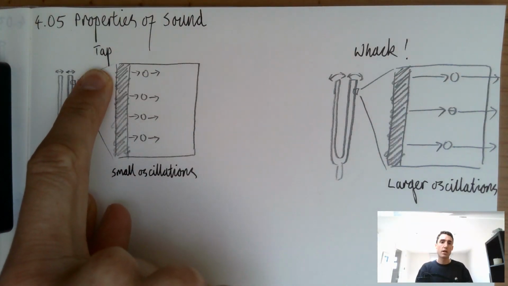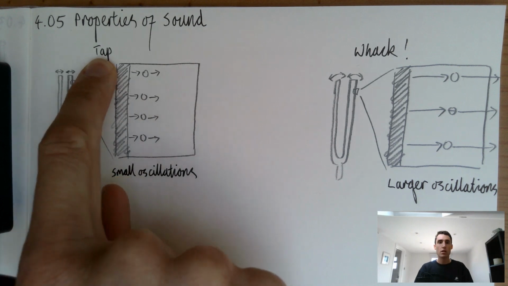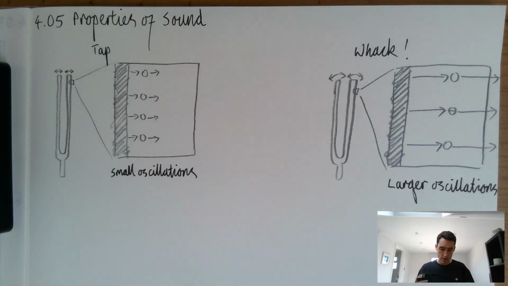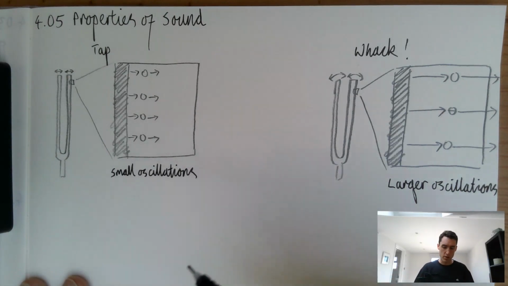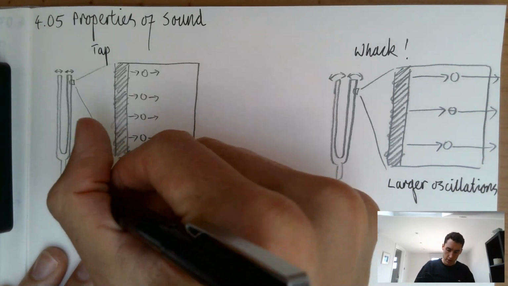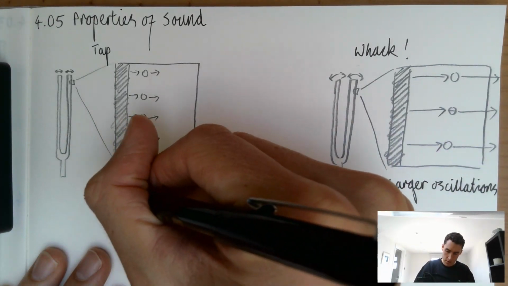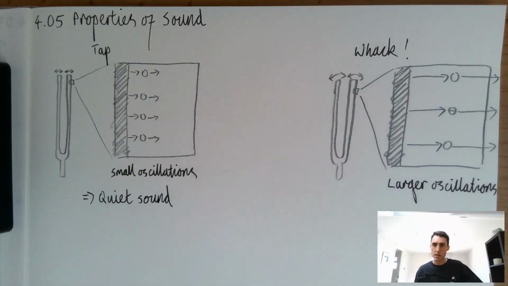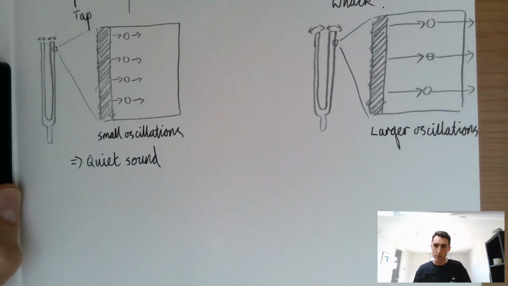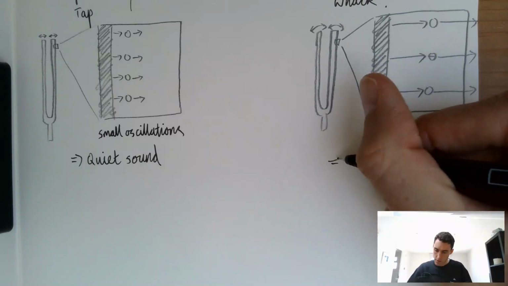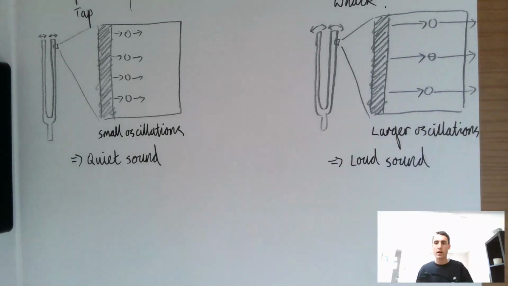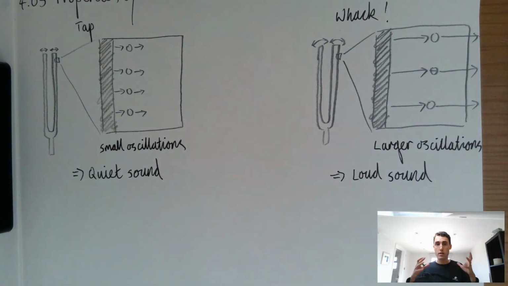But what you want is for them to associate the tap, the small movement, with the small oscillations, and then, and I don't know whether you want to write this or not, it depends on your class, but you may want to add another note that just says quiet sound, because it's all about going from concrete to abstract and back to concrete again. And in this case, if we've got the whack and the larger oscillations, that gives us a loud sound. So it's associating what's going on physically with what we actually experience, what we actually hear.